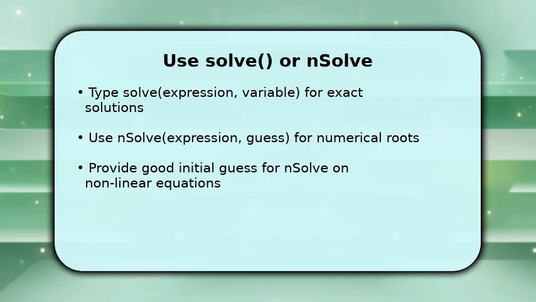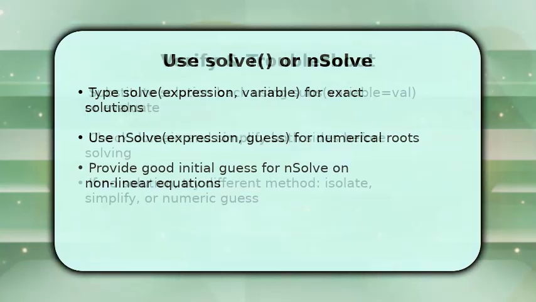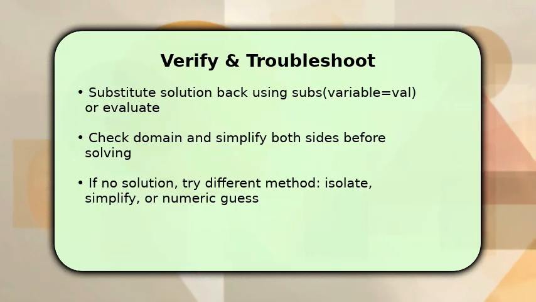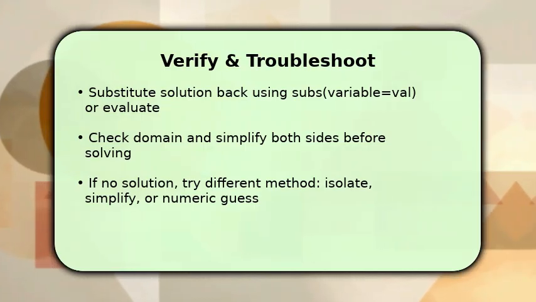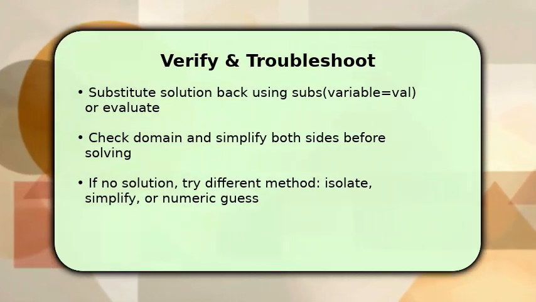Type equation.subs(x, answer) or evaluate left and right sides to confirm equality. Once done, if solve fails, simplify expressions first: simplify both sides or isolate the variable, then retry.